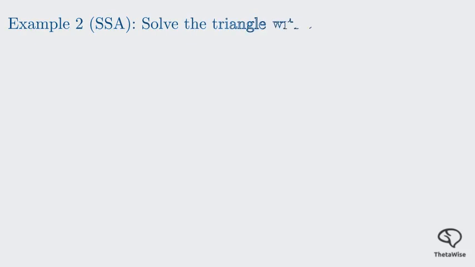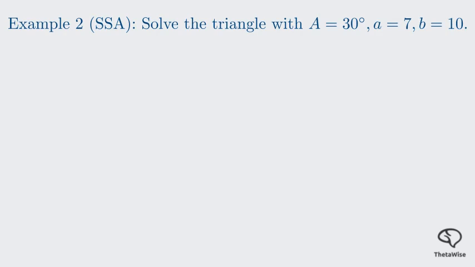Let's tackle an ambiguous case example. We'll solve an SSA triangle that has two solutions. Consider a triangle where angle A is 30 degrees, side A is 7 units, and side B is 10 units. Notice we have two sides and an angle not between them, so we're in the SSA case.